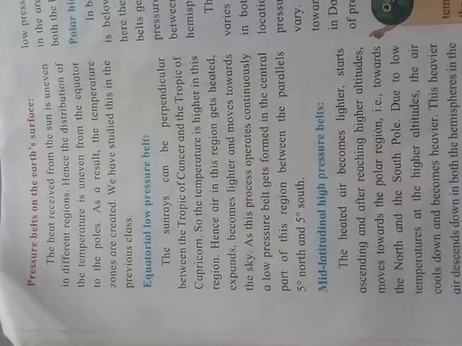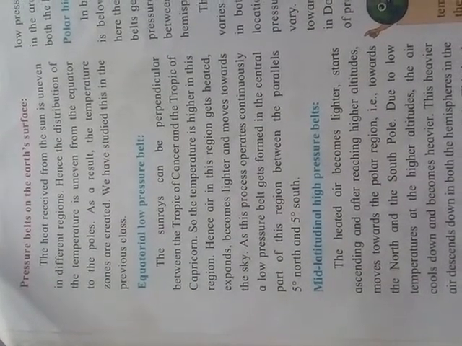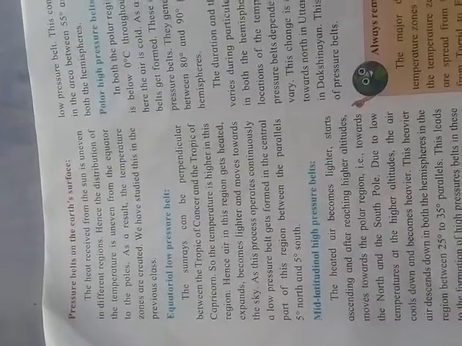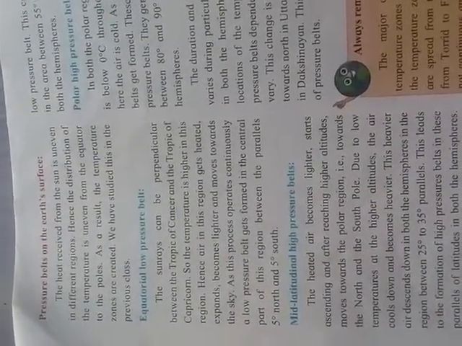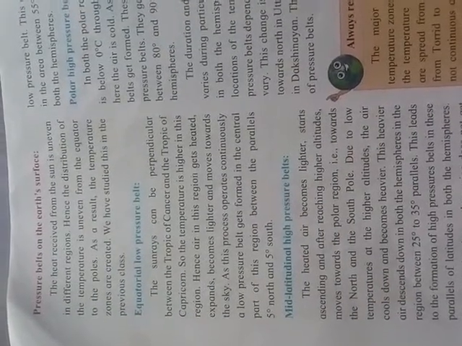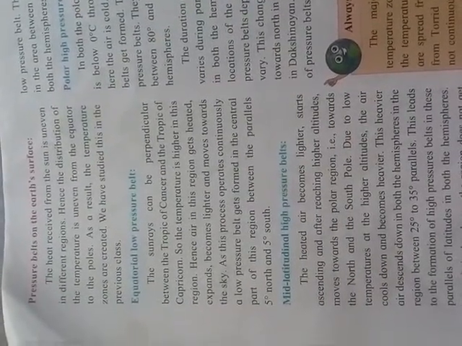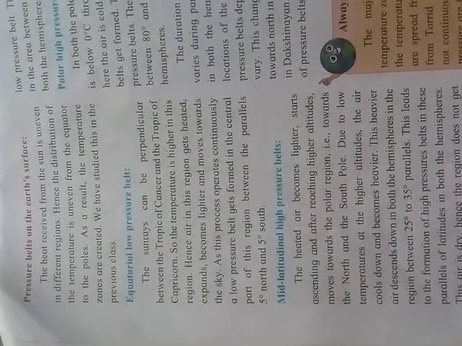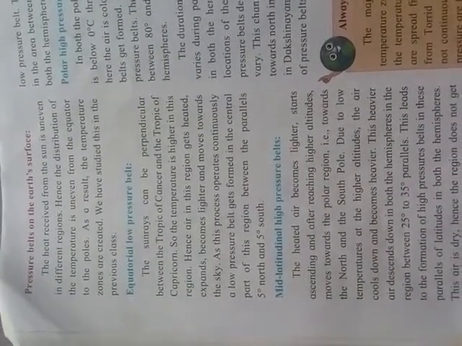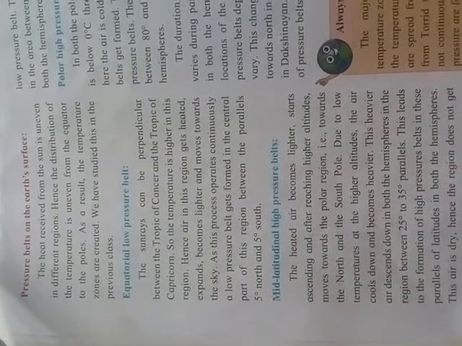The heat received from the sun is uneven in different regions. Hence the distribution of temperature is uneven from the equator to the poles. As a result, temperature zones are created. We have studied this in the previous class.